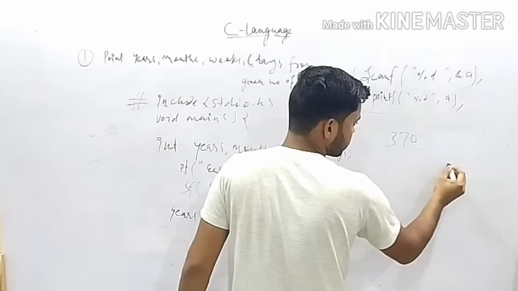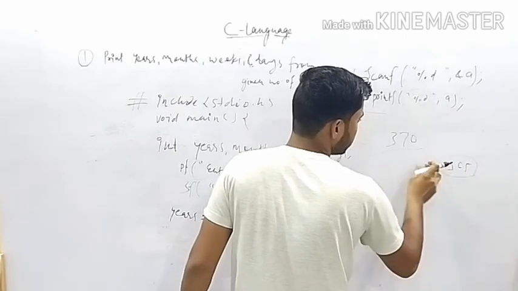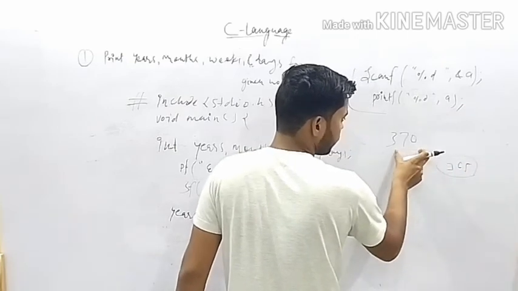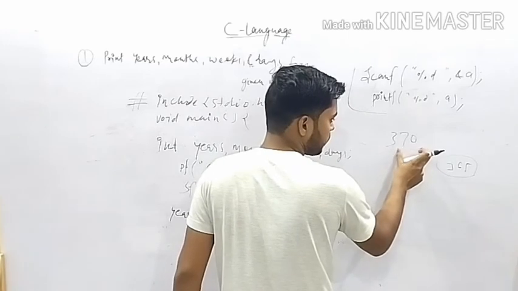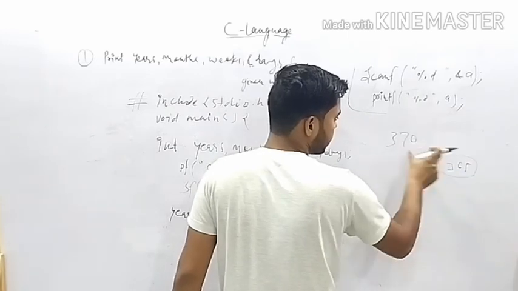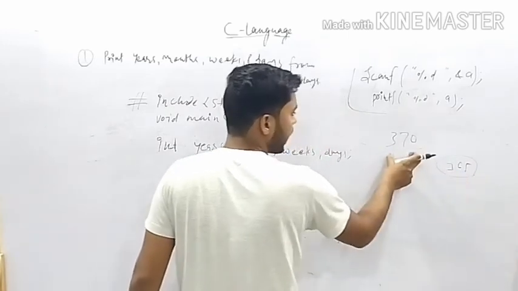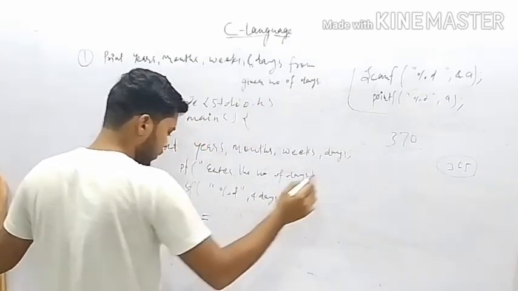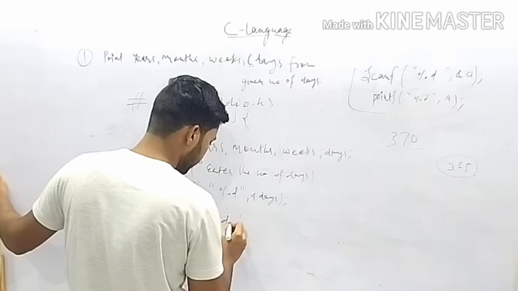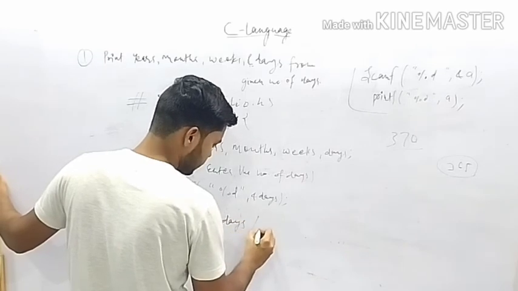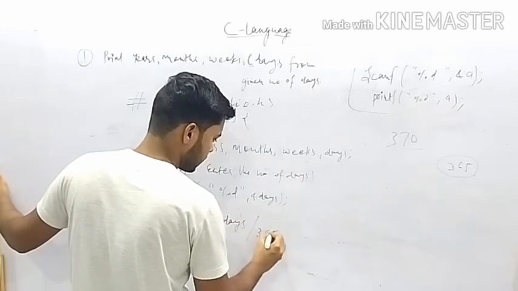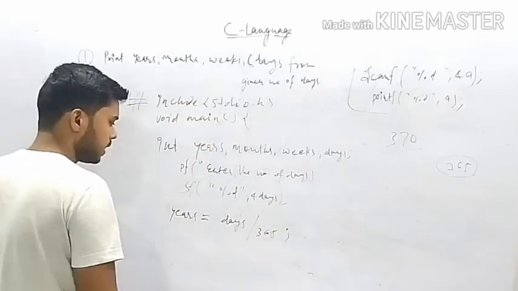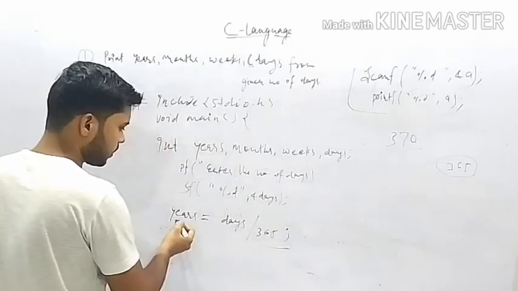So for years we will divide by 365, because the number of days in 1 year is equal to 365. If we want to know how many years can be built from this number of days, we will divide this number by 365. So we will divide the number of days by 365, and it will give us the number of years.